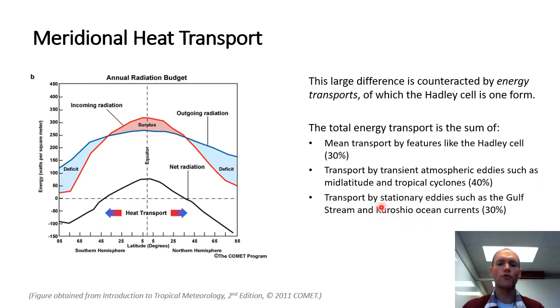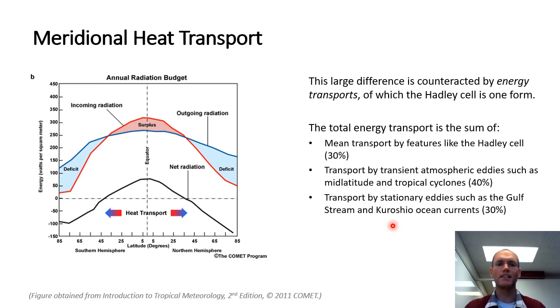Then there's also transport by stationary eddies, and the most common features of these are oceanic features, such as the Gulf Stream extending from the Gulf of Mexico around Florida and up the east coast of the United States, and the Kuroshio Current off the coast of Japan and across the North Pacific. These are driven by atmospheric phenomena, such as the subtropical anticyclones that we've introduced before, but they are associated with oceanic transports.